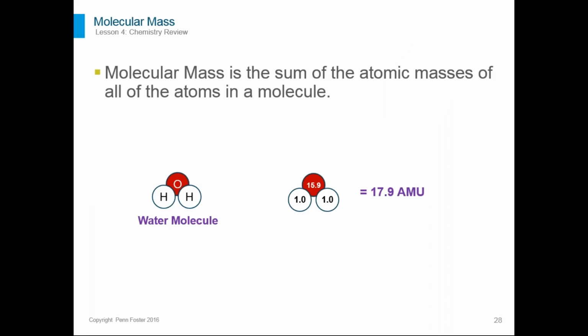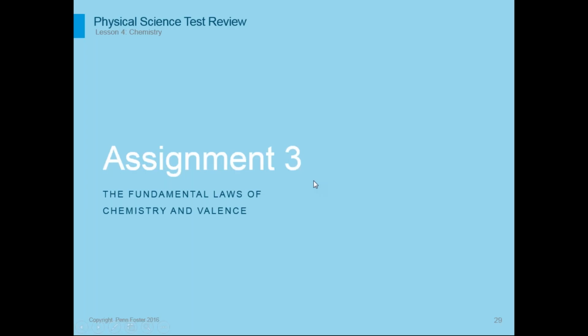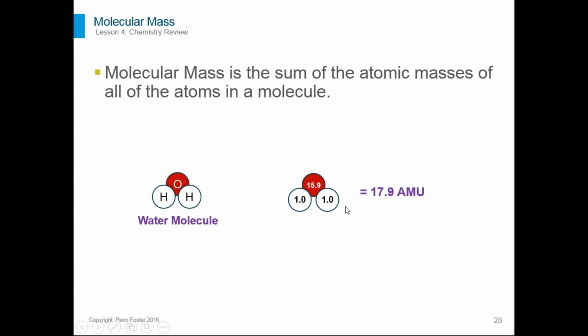You can use the atomic mass to find the molecular mass of a compound. For example, you have water. Water is made up of 1 oxygen and 2 hydrogens. The atomic mass of oxygen is 15.9 AMU, and hydrogen are each 1.0. So when you add the 3 of them together, 15.9 plus 1.0 plus 1.0 gives us 17.9. So the total molecular mass for a water molecule is 17.9 AMU.